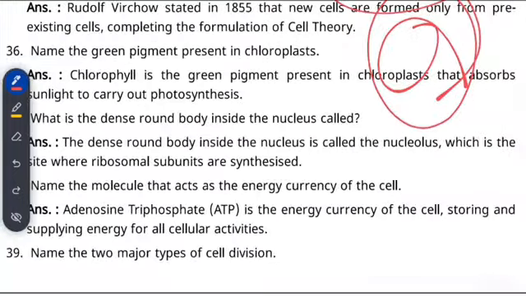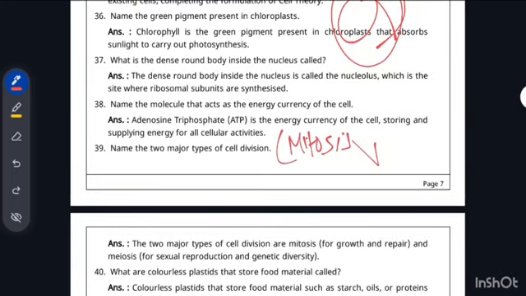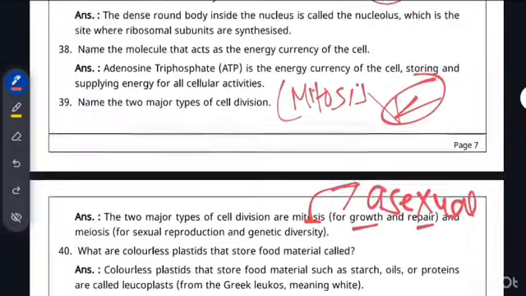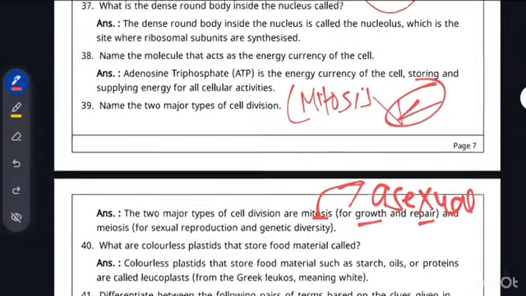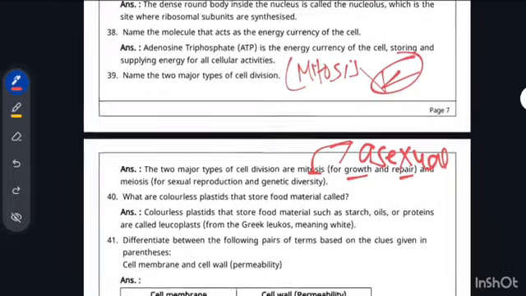Name 2 major types of cell division. In your book only 2 are given: mitosis and meiosis. Fine. And if the question is of more than 2 marks, you can write that mitosis is for growth and repair, whereas meiosis is for sexual reproduction and genetic diversity. And in mitosis you can also see asexual reproduction. Okay. What is the colorless plastid that stores food? Leucoplast.